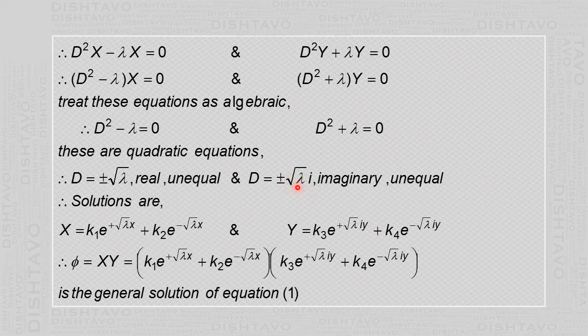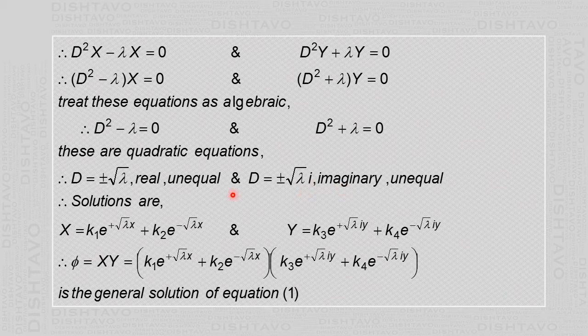So the solution of that quadratic equation is real in the first case and imaginary in the second case. In the first equation, one root is plus root of λ, the other root is minus root of λ, so they are real and unequal. In the second case, one of the roots is plus root of λ i, the other root is minus root of λ i, so it is imaginary and unequal.